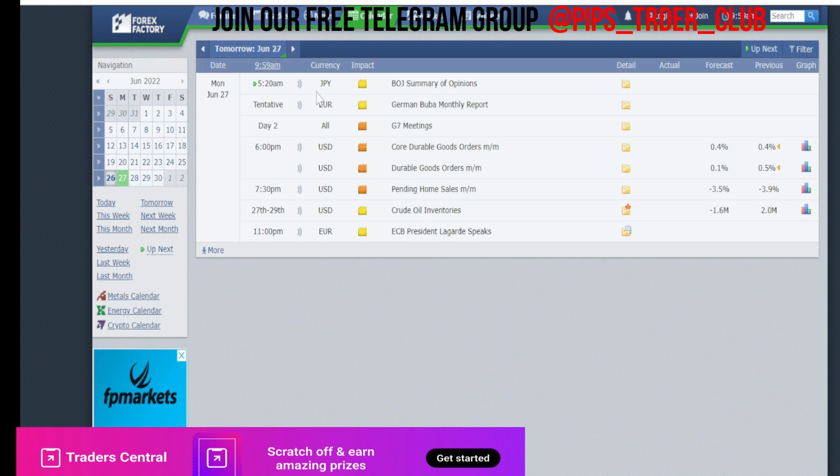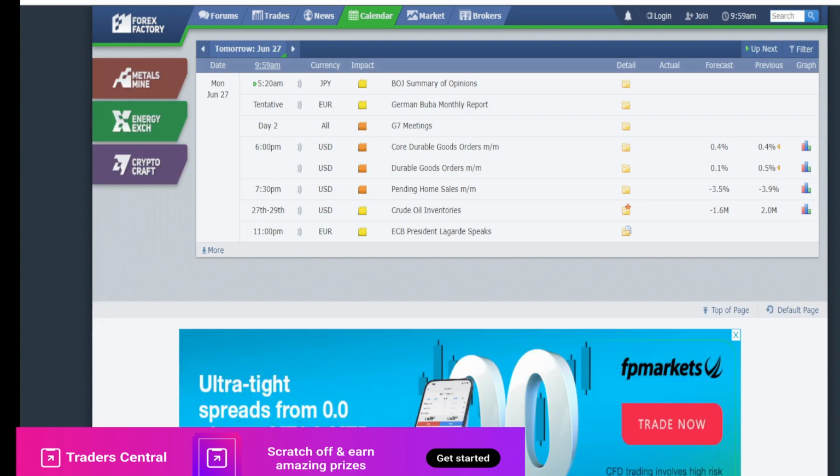At 5:20 AM, we have low impacting news on JPY. Then at 6 PM, we have medium impacting news planned for US dollar related currency pairs. Again, we have low impacting news on US dollar related currency pairs and euro related currency pairs. Let us begin our gold analysis.